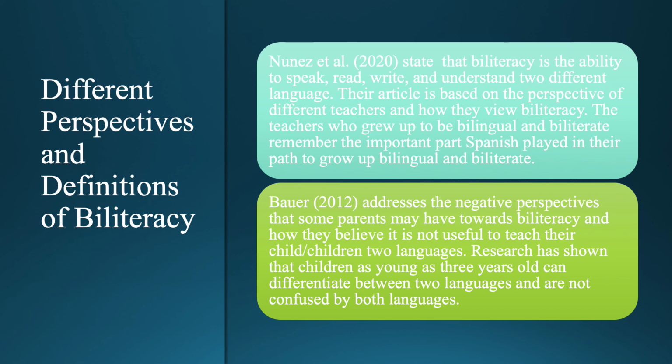Bauer, 2012, addresses the negative perspective that some parents may have towards biliteracy and how they believe it is not useful to teach their child or children two languages. Research has shown that children as young as 3 years old can differentiate between two languages and are not confused by both languages. Various components of biliteracy.